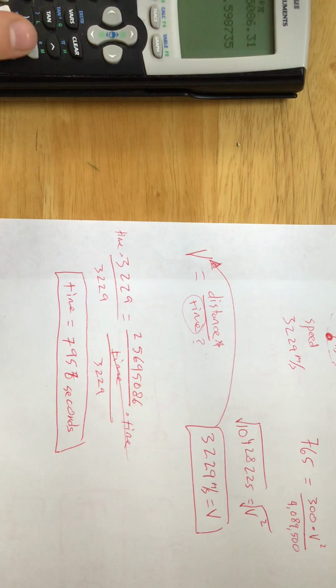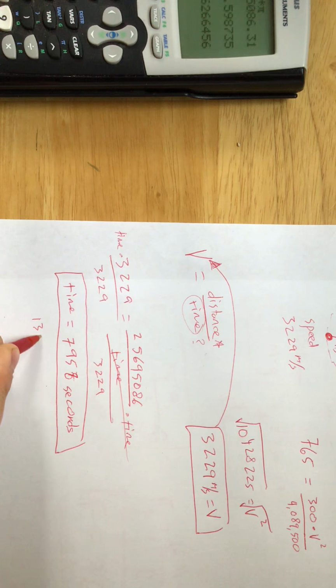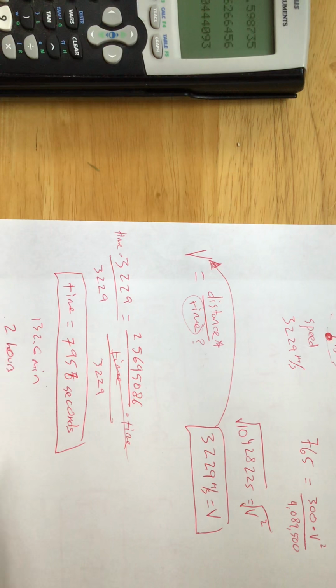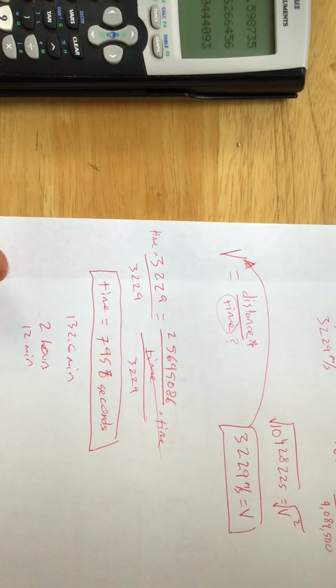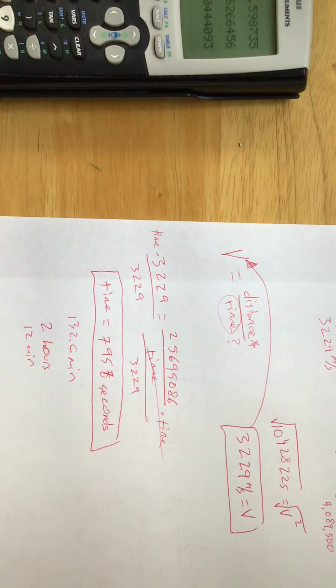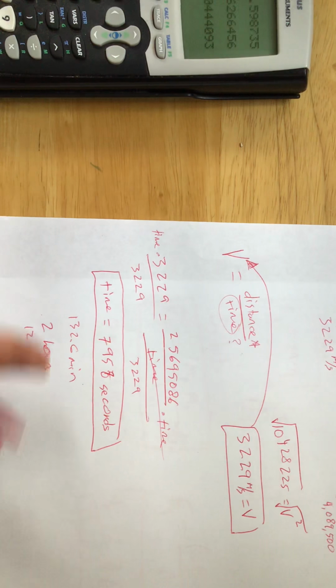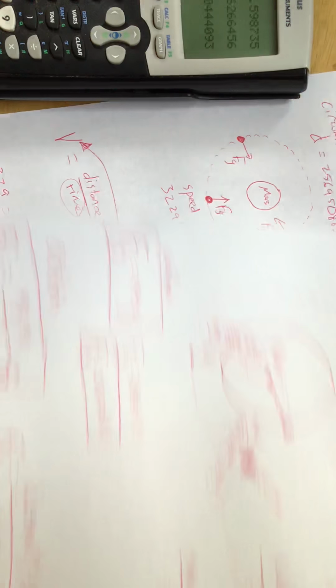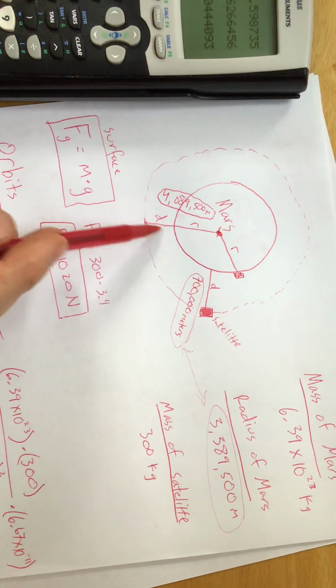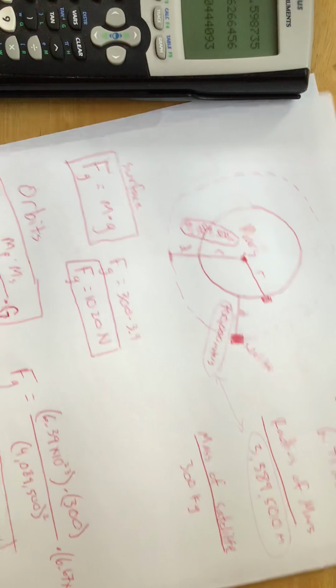You don't have to do this, but I'm going to convert that into minutes by dividing by 60. That's 132.6 minutes. And if I divide that by 60 again, I'm going to convert it into hours. That's about 2 hours, and it'll be 2 hours and 12 minutes about. So the satellite that orbits around Mars, when it's 700,000 meters away from the surface of Mars, takes about 2 hours to go all the way around.